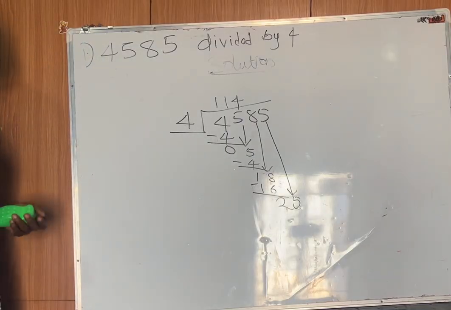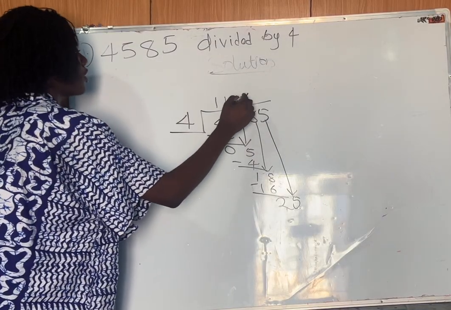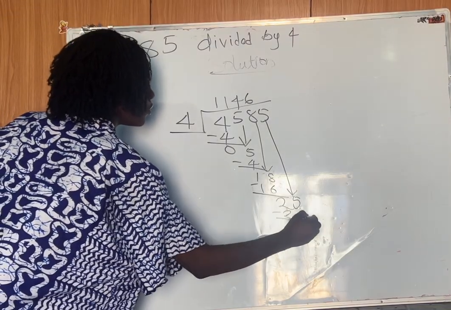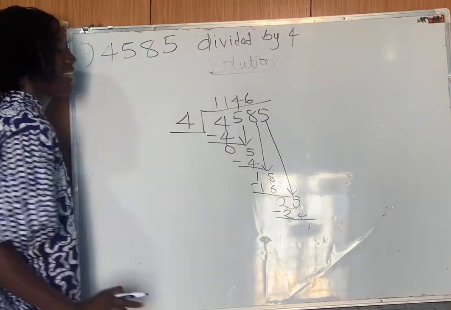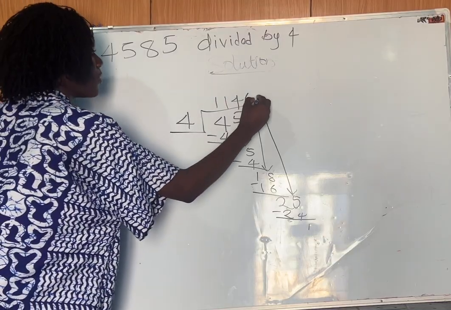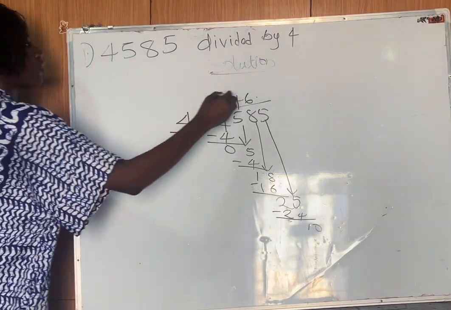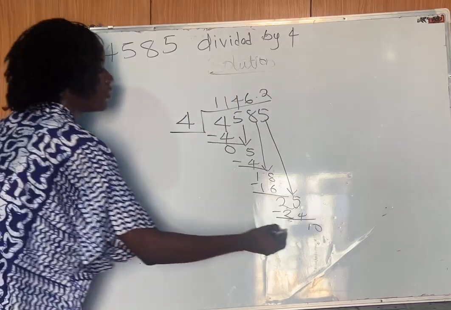4 into 25 is what? 6. 6 times 4 is what? 24. This one now, that's when the decimal point comes in. Put the decimal point and then you add 0. 4 into 10, 2. 2 times 4, 8.